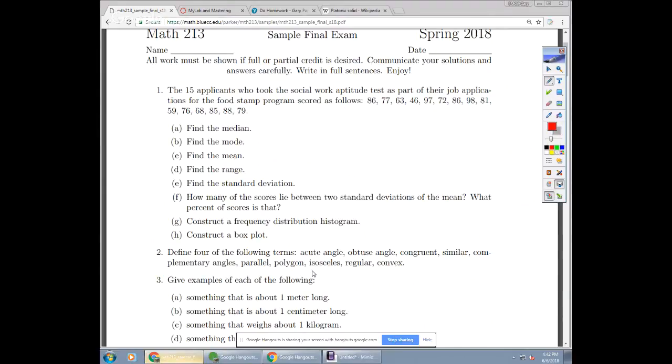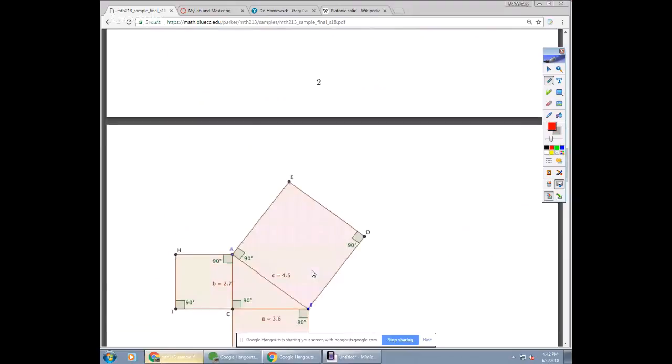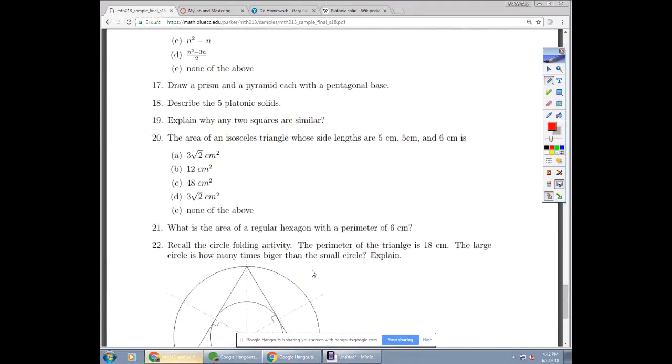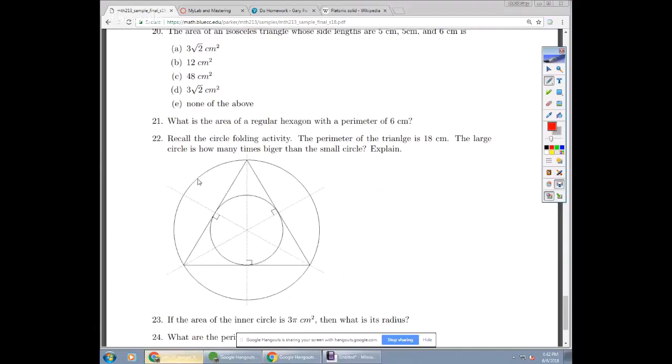Could we go over number 22? Okay, so I was just kind of playing around one day with that circle folding activity we had, and what kind of geometry I saw inside of there. So the perimeter of the triangle is 18 centimeters. And then from that, can we figure out the large circle is how many times bigger than the small circle? So when we did this activity, we did a lot of comparing. This shape is what of that.